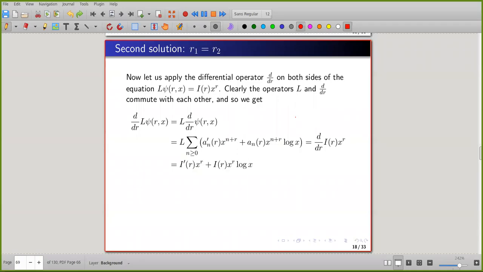So what do we get? So we get this. Clearly the operators L and d by dr commute with each other, because r and x are independent variables.